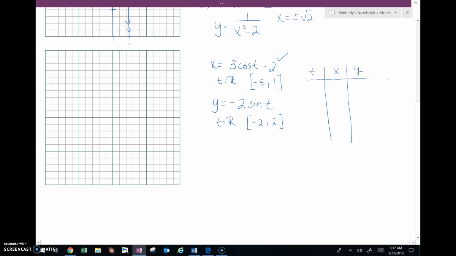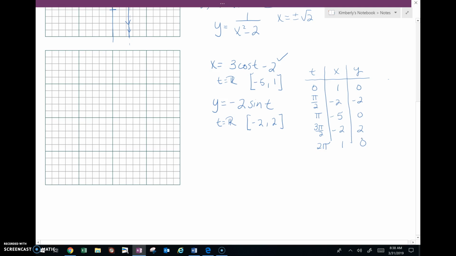Coming over to my t-chart, I am not going to use negative values here because this is circular in a way, so it's just going to repeat on itself every 2 pi. And I'm not going to use integers. I'm going to use things that are unit circle friendly. So when I see this, I'm usually just going to slap down 0, pi halves, pi, 3 pi halves, and 2 pi. And then my x and y values here will be 1, 0; -2, -2; -5, 0; -2, 2; and then back to 1, 0.